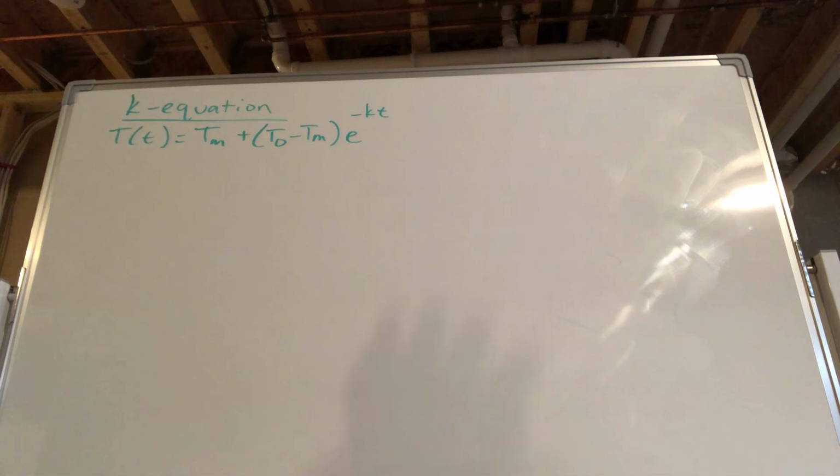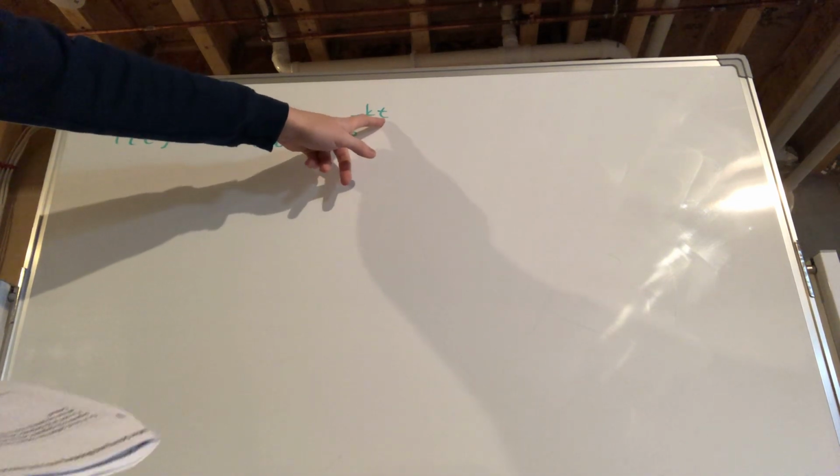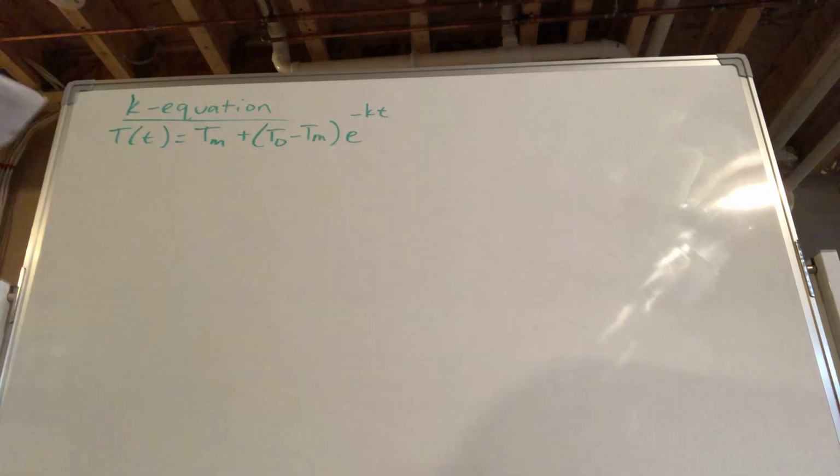Well, for the k equation, what you need to fill in is the extra information that we haven't used yet. So the phrase that says it cools from 92 degrees to 50 degrees after 12 minutes. So it gives you a time. We can plug in 12 for your time. We want k to be the only variable. Okay, so we're going to plug 12 in for our time.